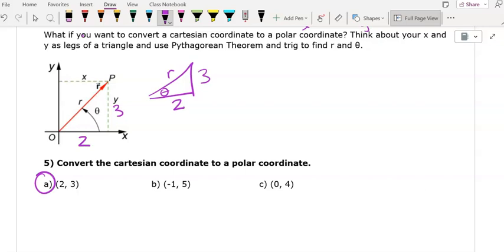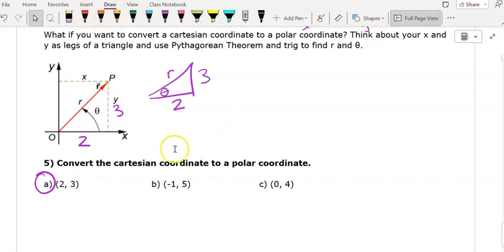So given this information, I can set this up using my Pythagorean theorem to get my r, because it would just be 2 squared plus 3 squared equals r squared. And then I would use inverse trig in order to solve for my angle. In this case, I'm going to want to use inverse tangent because that's going to get me using the sides that I already have. So let's go ahead and do that.